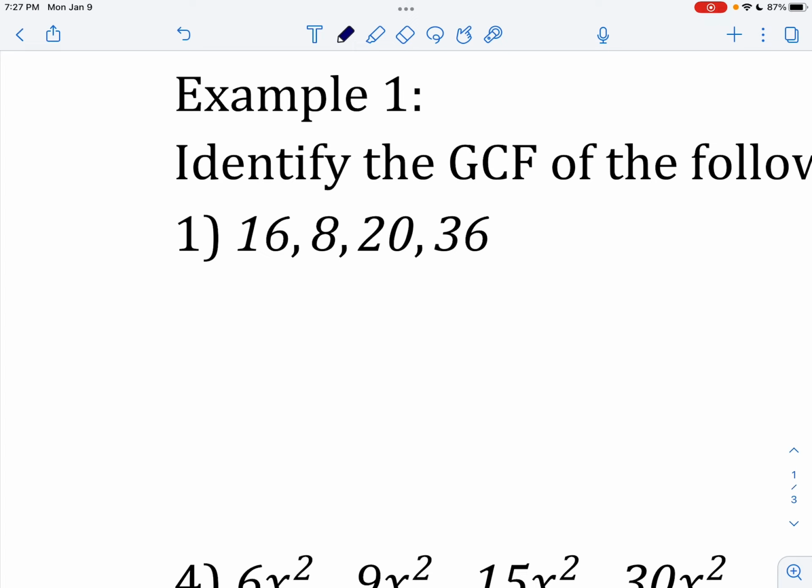All right. So I have 16, I have 8, I have 20, and I have 36. What number can be divided evenly out of all of those factors? Okay, so if you think about it, probably 4 might be the best factor. So greatest common factor would be 4. If I take a 4 out of 16, I'm going to be left with 4. If I take a 4 out of 8, I'm going to be left with 2. 20 divided by 4 is 5. 36 divided by 4 is 9.